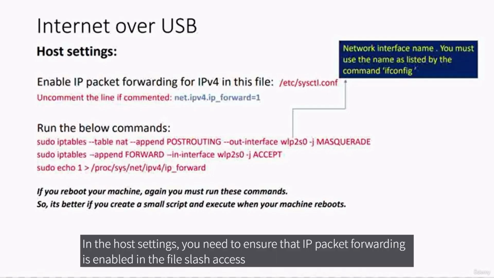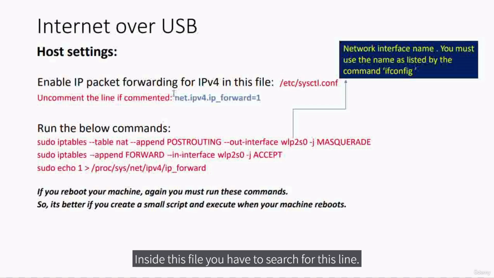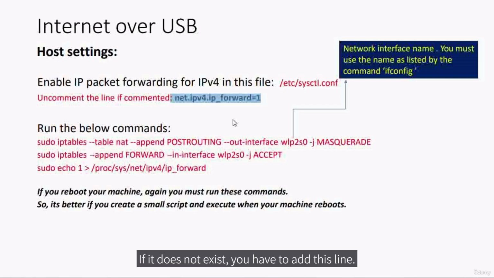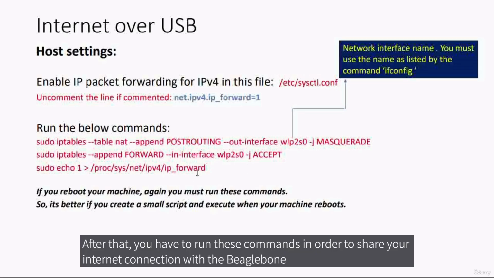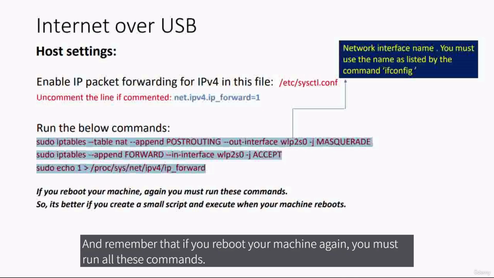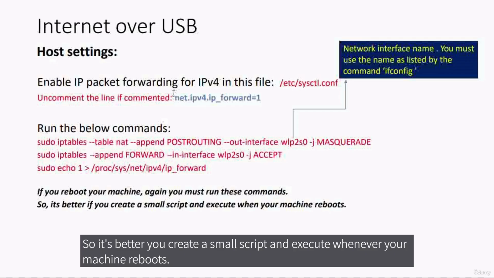In the host settings, you need to ensure that IP packet forwarding is enabled in the file /etc/sysctl.conf. Inside this file, you have to search for this line. If it does not exist, you have to add this line. After that, you have to run these commands in order to share your internet connection with the BeagleBone Black hardware. And remember that if you reboot your machine, you must run all these commands again. So it's better you create a small script and execute it whenever your machine reboots.